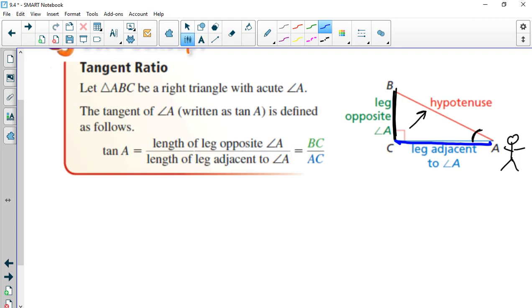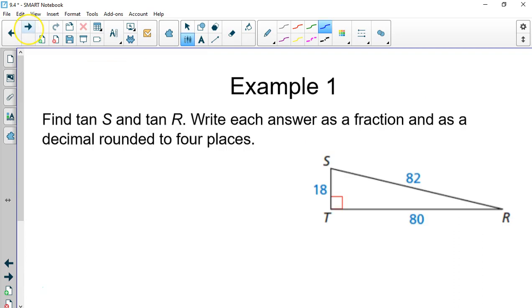Okay? Close means adjacent. Adjacent means close. So that's the way to think about it. The leg closest to angle A, actually forming angle A, is AC. And the leg way over there, all the way down the road, is BC. So that's the way to think about opposite versus adjacent.